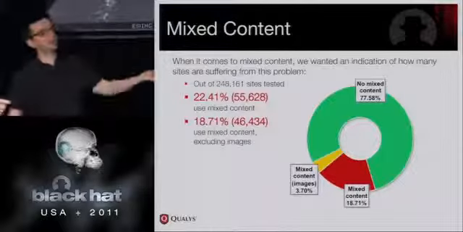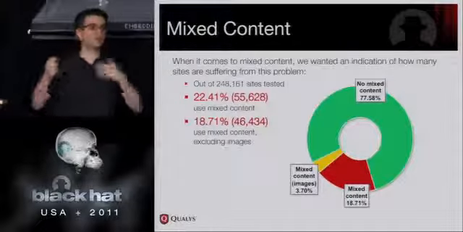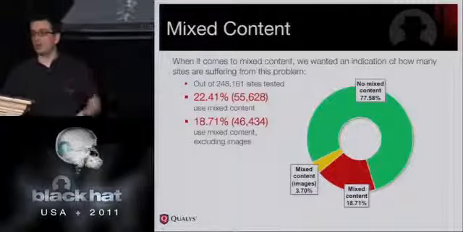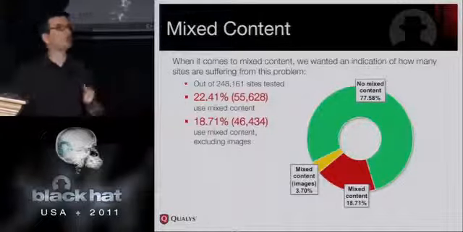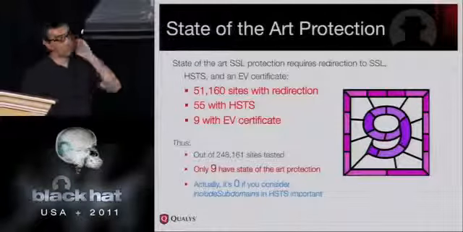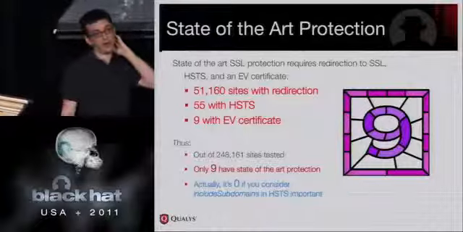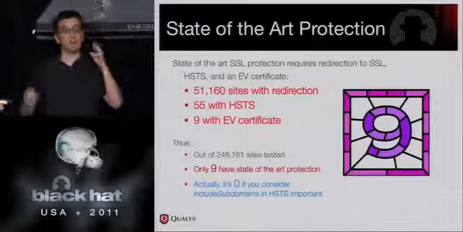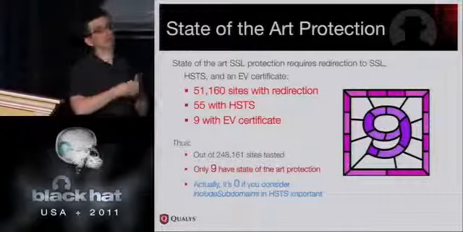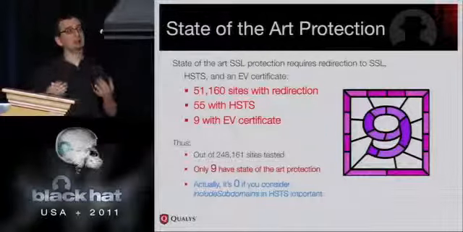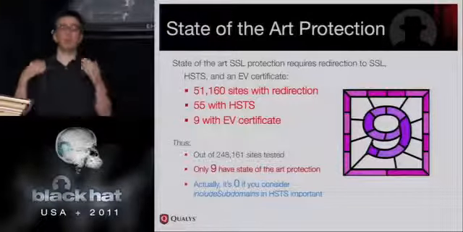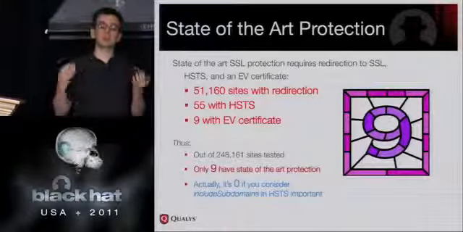And then we looked at our state-of-the-art protection, and we started to look at how many sites have redirection to SSL, how many sites use STS, how many sites have extended validation certificates, and I can actually tell you what the number is. We found only 9 sites among our data sample of 250,000 sites that have all these 3 factors together. So these are 9 sites in our study for which we could say that they are properly secure, have properly secure SSL.